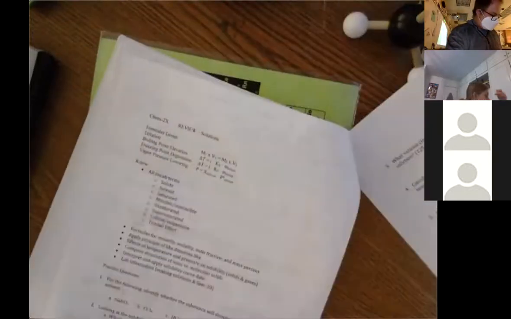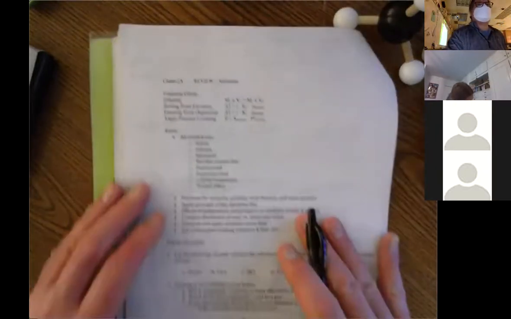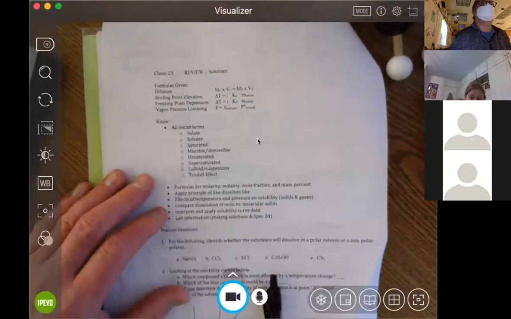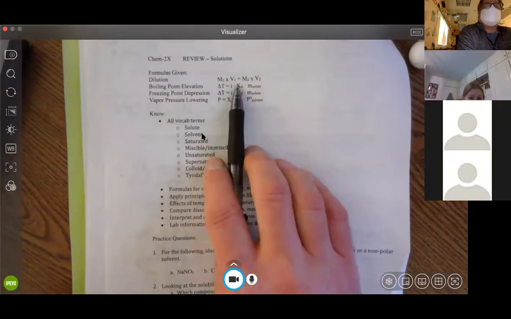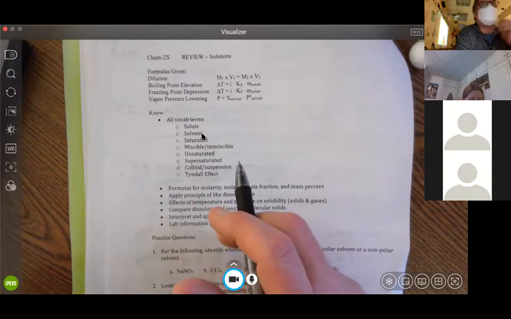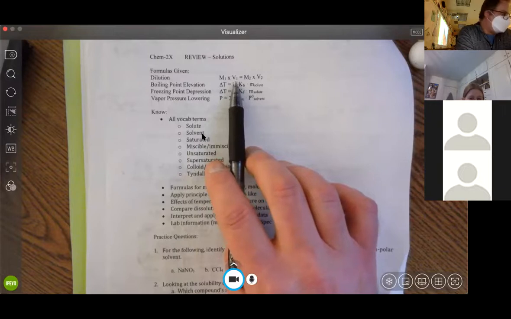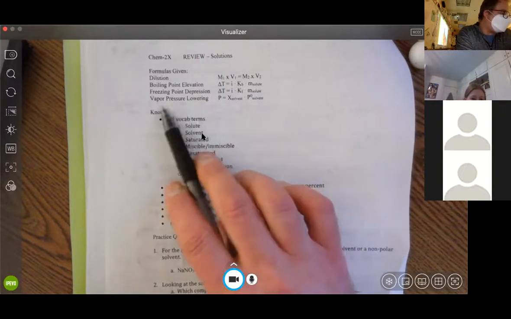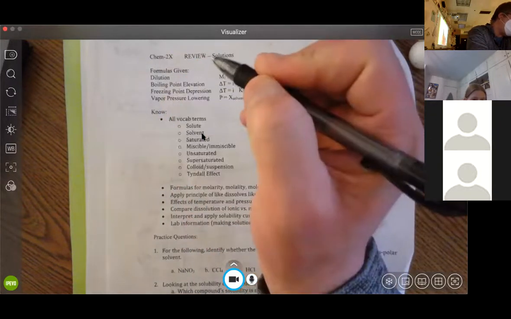That review starts on page 18 and 19. So if we take a look, we should know the dilution formula. Most of the time with the dilution formula, you're looking for the size of the cap. That means you're looking for volume 1, right? The size of the cap. You should know the boiling point elevation, freezing point depression, vapor pressure lowering, and the osmotic pressure.